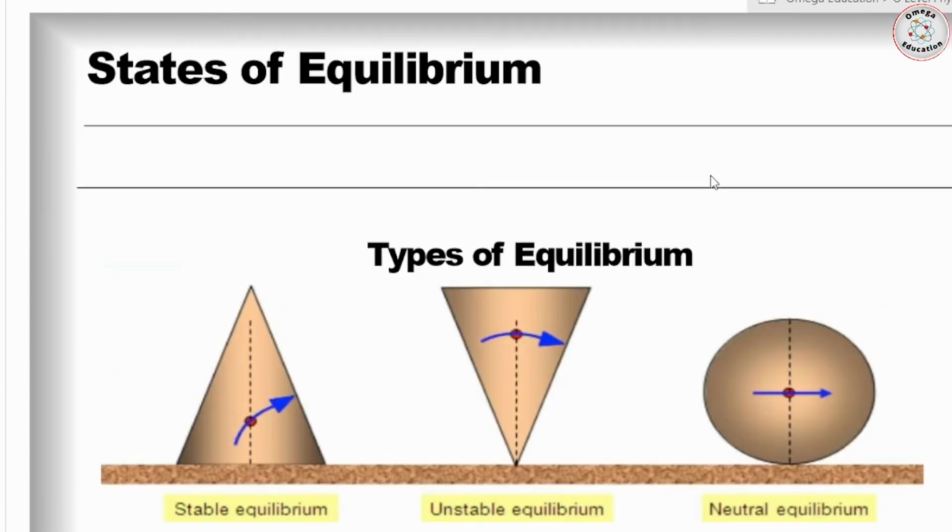Then we have the states of equilibrium and then types of equilibrium. For the states of equilibrium, we have these two states: static and the other one dynamic. So these are the two states for equilibrium. Static equilibrium is the state when an object is at rest and satisfies both conditions of equilibrium.